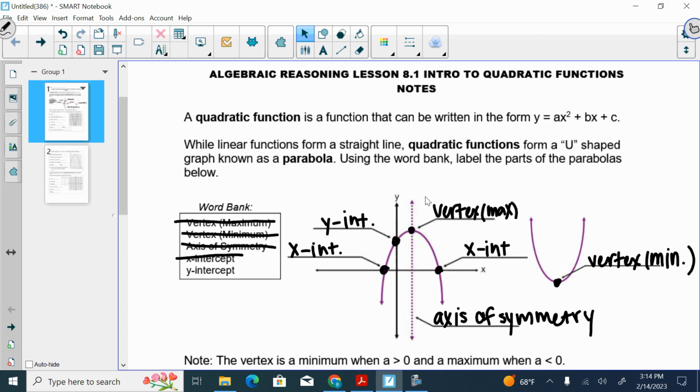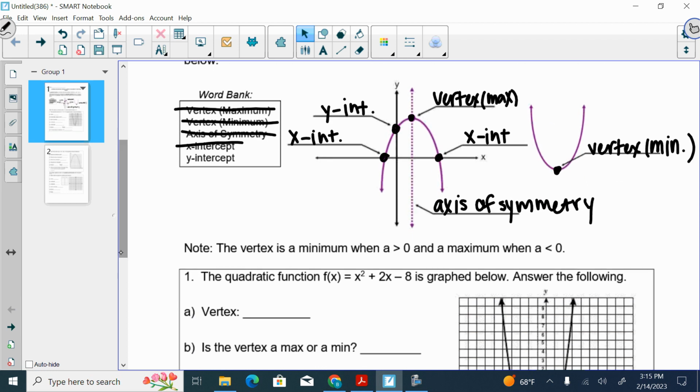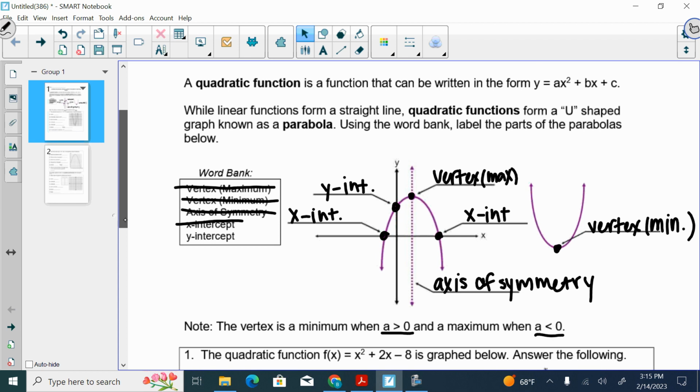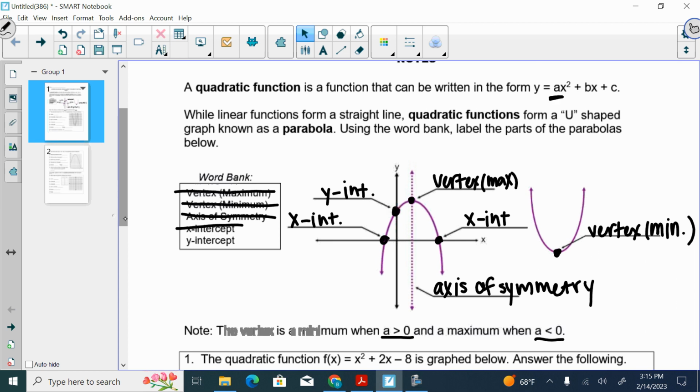Okay, so now that we know where to find all these pieces, it tells us that the vertex is a minimum when a is greater than 0. So greater than 0 means a positive number, right? But it's going to have a maximum when a is less than 0. So that would be all of my negative numbers. And what a is it talking about? This one right here. Whenever your number in front of the x squared is positive, you have a minimum. When it's negative, you've got a maximum.